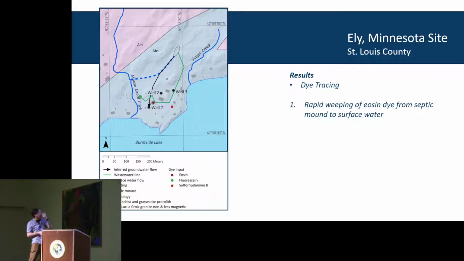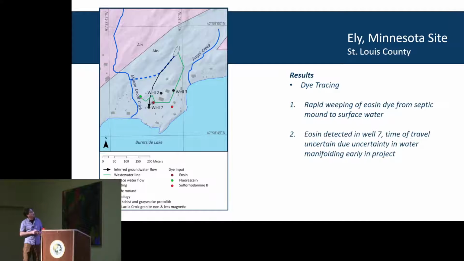So the results at the Ely site. We had 3 wells that we were really interested in, well 7, well 2, and well 3. Our first pour of dye was basically the picture that I showed, someone pouring dye in the urinal here. We later went back and poured dye in a floor drain at this location, and we also put dye in an outdoor privy at this location. And we have found dye at well 7. We also found very rapid weeping from the septic mound into the surface waters. So eosin was detected at well 7.